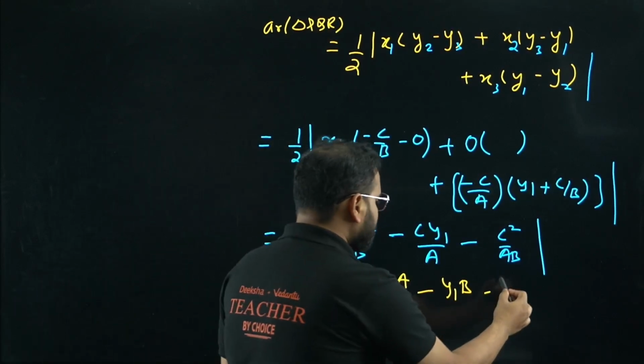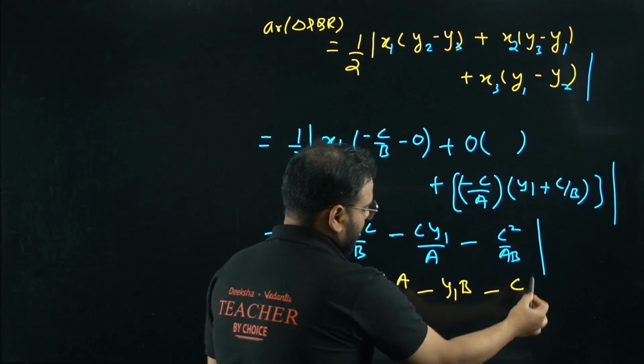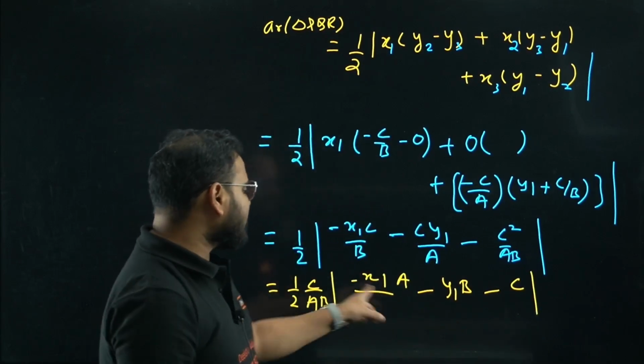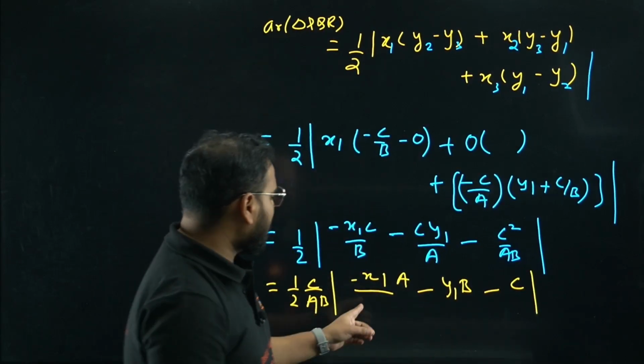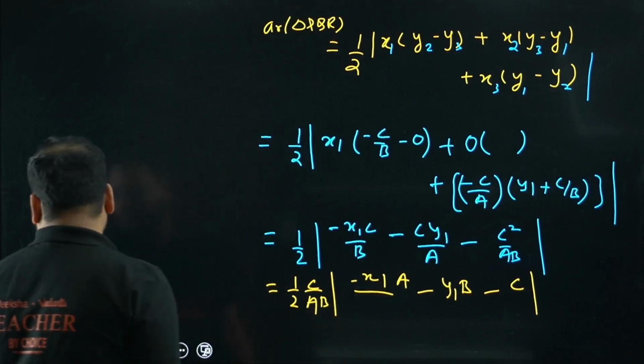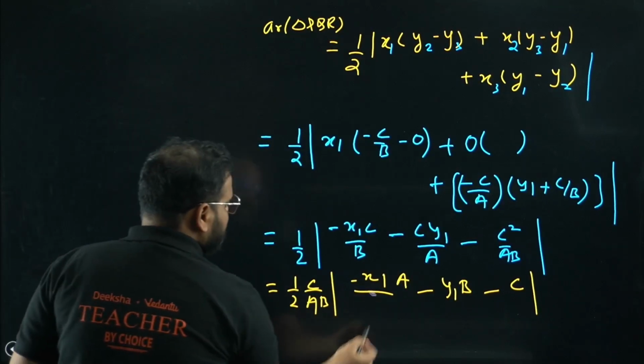And minus, you've taken 1c common, so 1c is left. That's all. Check this out. I can take minus sign common and make it positive, right? Sir, how come? Think about it. It's a modulus, right? It's an area. So modulus means all positive, okay?